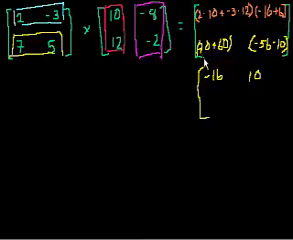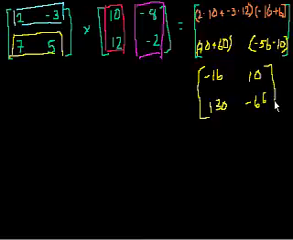90, is that what I said? No, this is 70. 70 plus 60, that's 130. And then minus 56, right? That's minus 56 minus 10, so minus 66. So there you have it. We just multiplied this matrix times this matrix.